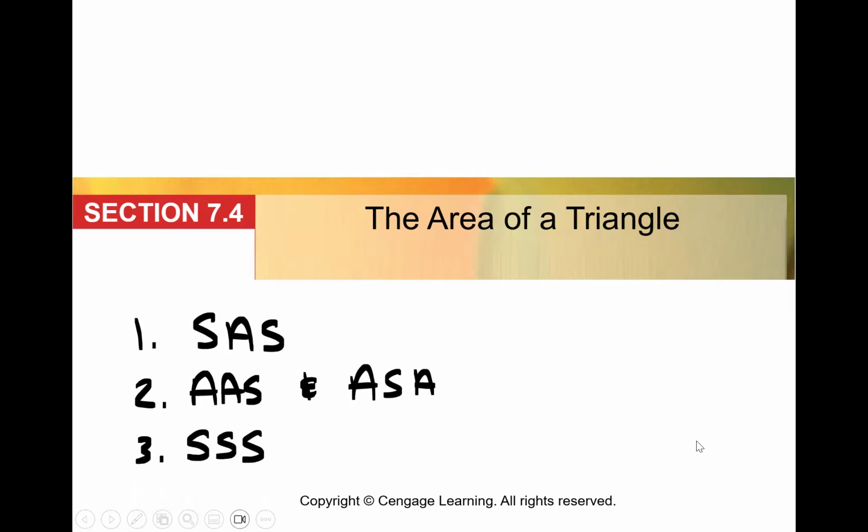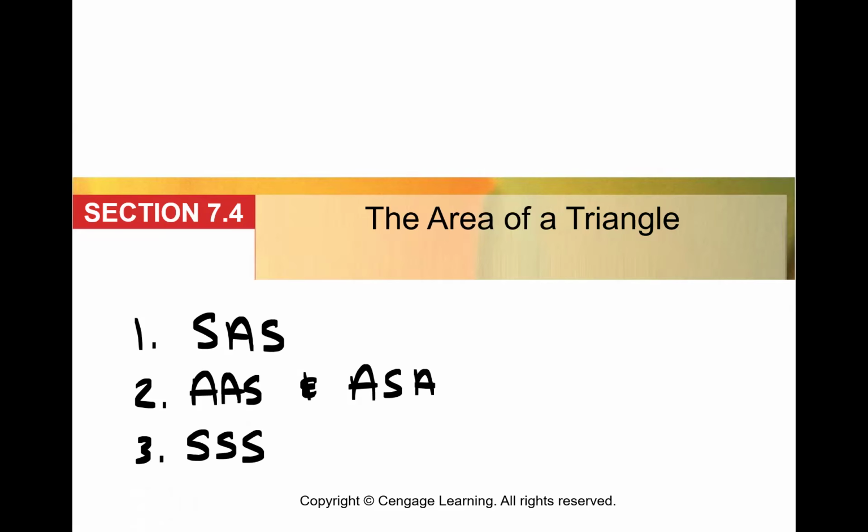So 7-4, the last section of chapter 7 we're going to cover. We got area of triangles. Now this one, remember we did it. We extended the whole concept of right triangles for the Pythagorean theorem, right? We extended with the law of sines, law of cosines.